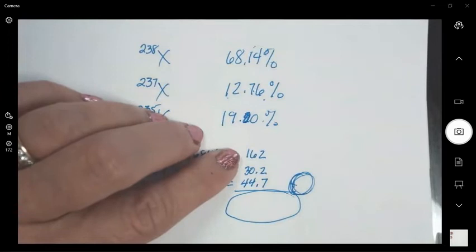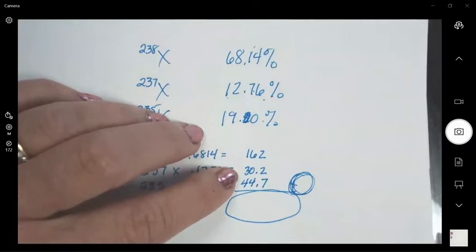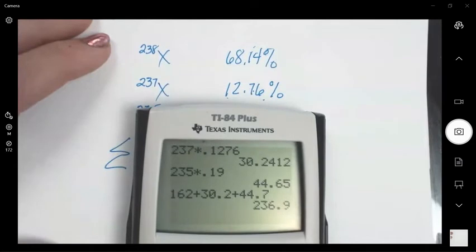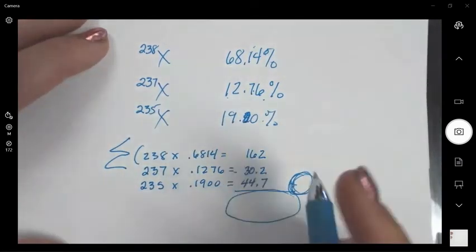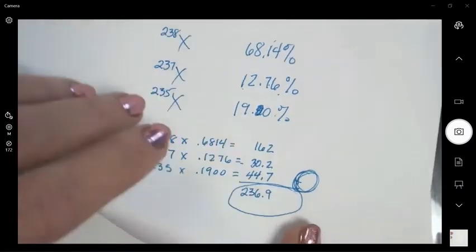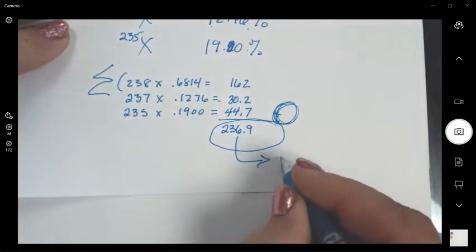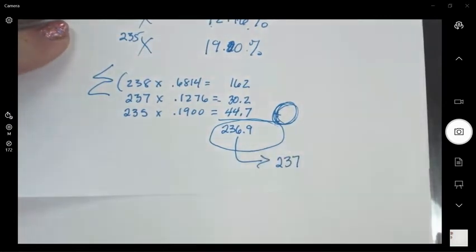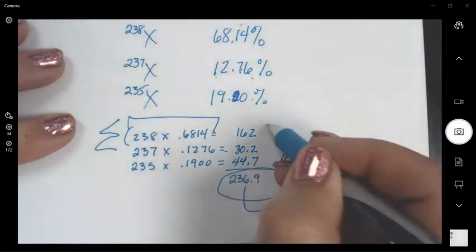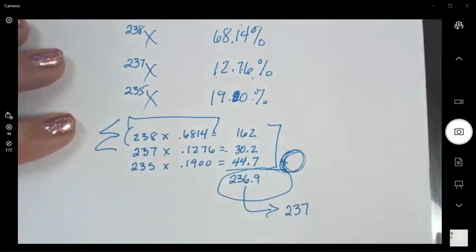So when I add this up, 162 plus 30.2 plus 44.7, my calculator gives me 236.9. Well, I could write 236.9, but you definitely don't circle it. With the correct number of sig figs, it'd be 237. So multiplying and dividing, you go with the least number of sig figs. When adding or subtracting, it's the least number of decimal places.